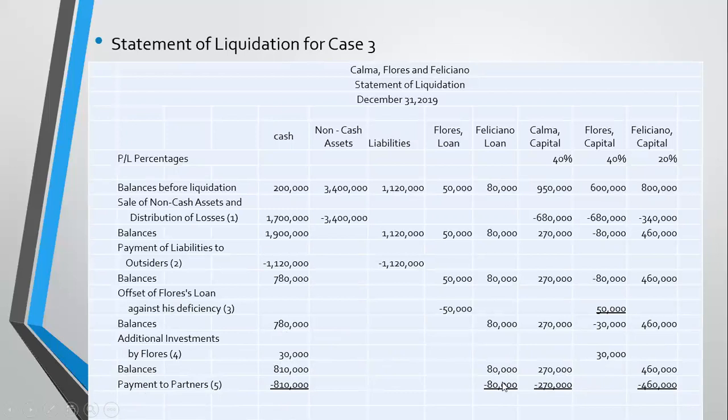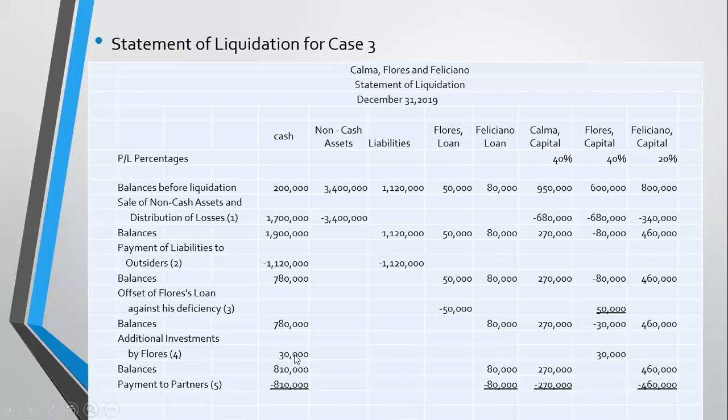So 80,000 is the loan of Feliciano, 270 is the capital of Calma. Flores is gone now, right? He has settled his deficiency. Feliciano's capital is 460. And now, the 810,000 is for payment to partners. We will return it in the form of 80,000 loan to Feliciano, 270,000 for Calma's capital, and 460,000 for Feliciano's capital. So that is how the 810,000 is distributed to the partners for the loan and for the remaining capital of Calma and Feliciano respectively.